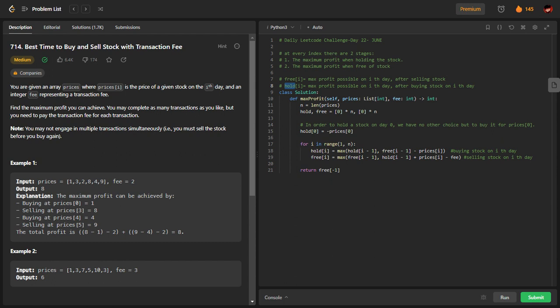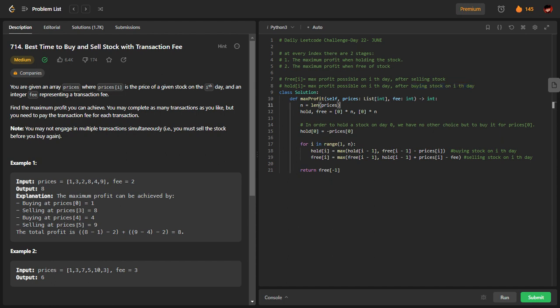These are two possible options. Ultimately, we have to return the maximum possible profit, so we'll try to see all the possible cases. That's what we are going to do. Free means the maximum profit possible on the ith day after selling, and hold means after buying stock. These are the highlighted ones.